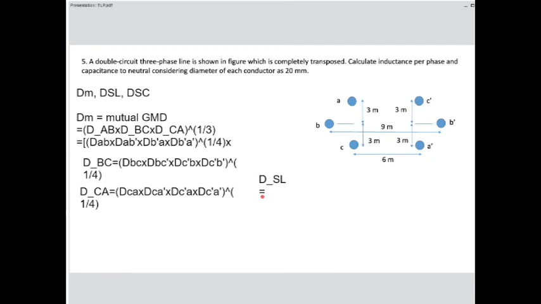It will be the same thing for DBC. So the distances will be between B and C only. So BC, B prime C, B prime C prime, C prime B. That's all. Similarly, DCA. When you have got those DAB, DBC, DCA, we put them in the main equation of DM, and then we'll have the final value. Once we have all those values that are calculated from the geometry of the transmission line, some are given, some need to be calculated. For example, AB needs to be calculated. AB can be calculated from the right angle triangle, 3 meter vertical distance, and then it will be 1.5 meter. You can calculate. Is that okay?